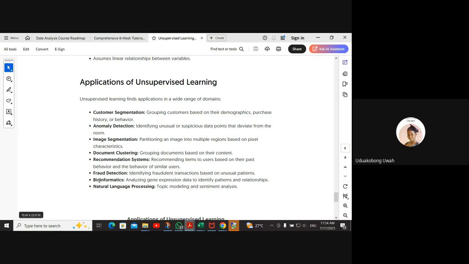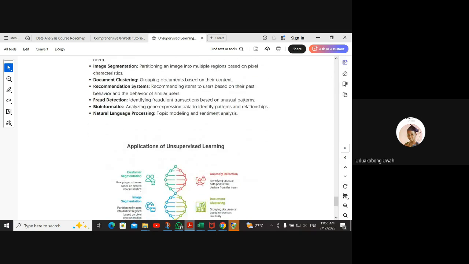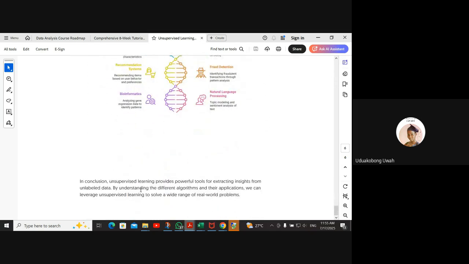Another is bioinformatics, analyzing gene expression data by identifying patterns and relationships. This falls under clustering. Okay, so that is just that. Let's see, I have a good example.